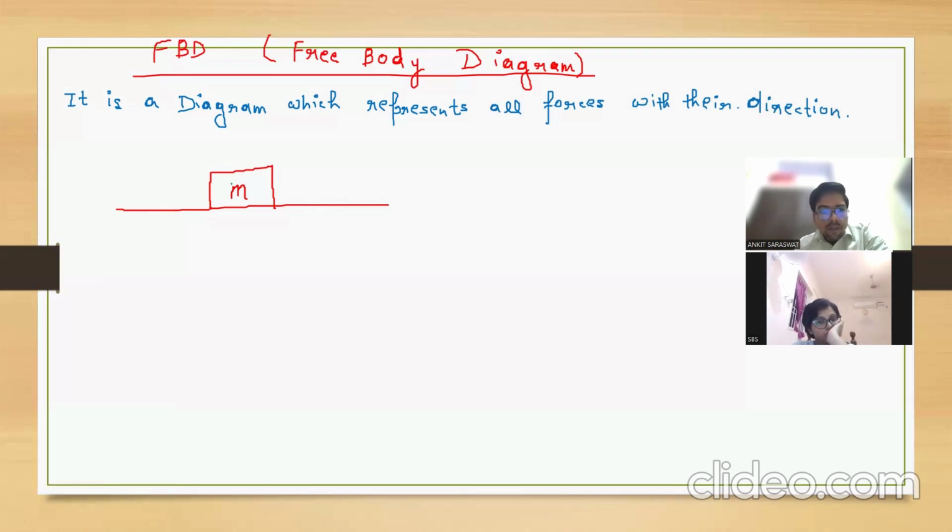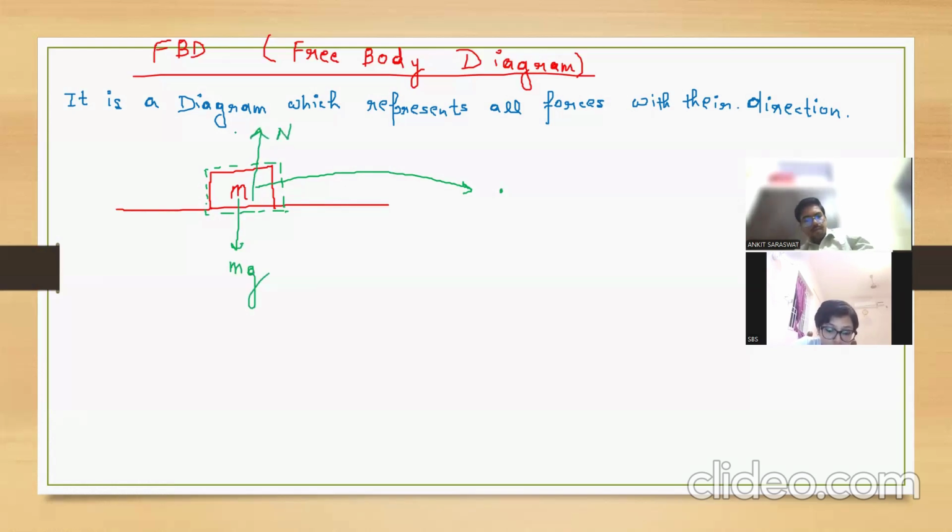This block is placed on the floor. If I consider this block as my system, we denote this block by a single point, like this. Now on this block, there are mainly two forces. One is gravity, that is mg. One is the normal reaction force.